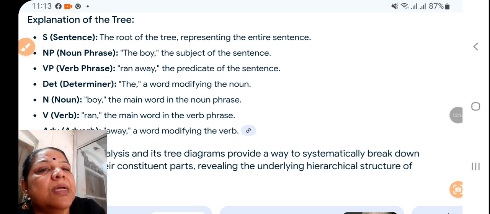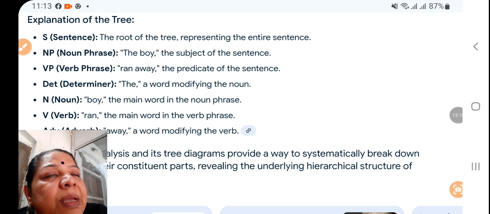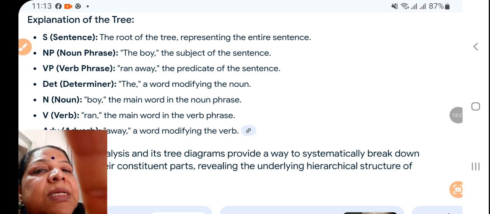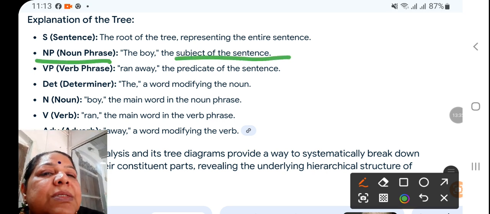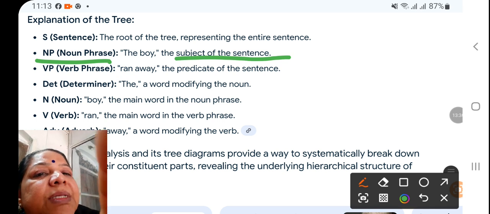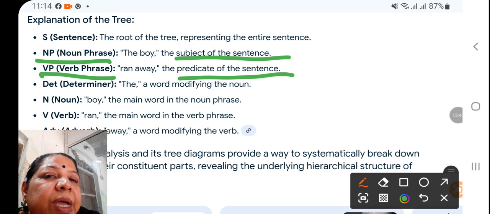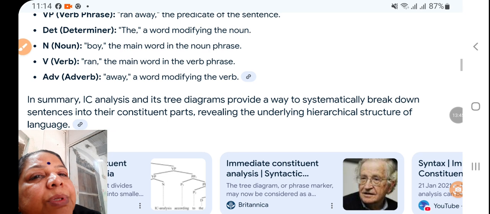Now, the sentence is the root of the tree, representing the entire sentence. You just imagine a tree. Now what is the noun phrase? The boy. The subject of the sentence is called the noun phrase. Verb phrase, ran away, is the predicate of the sentence. Okay, this is very important information, just take care. Now come to the determiner.